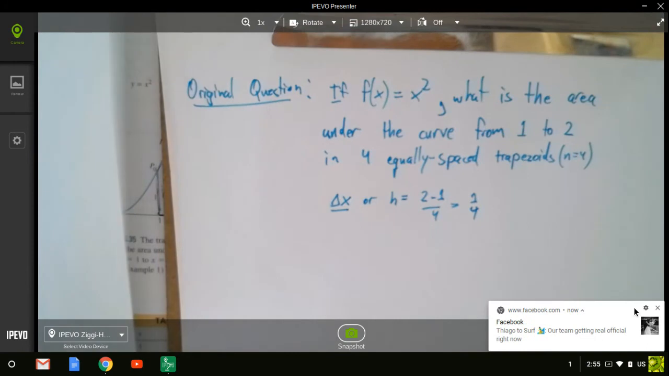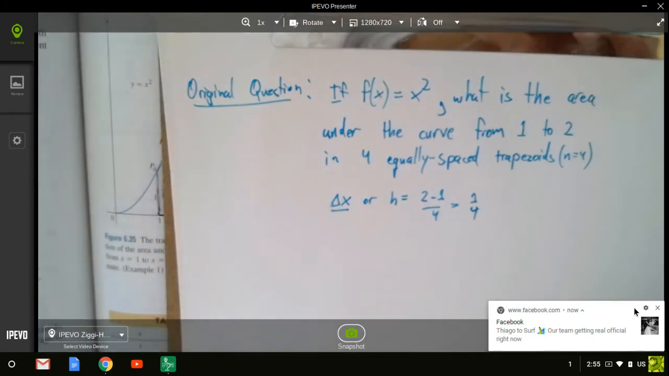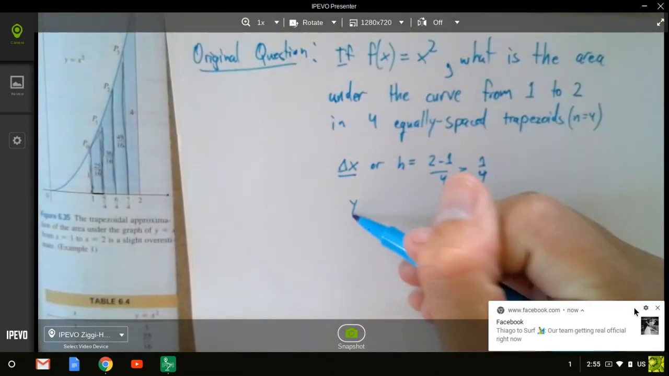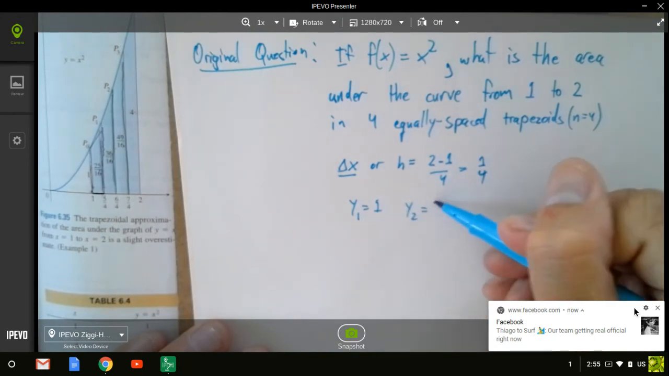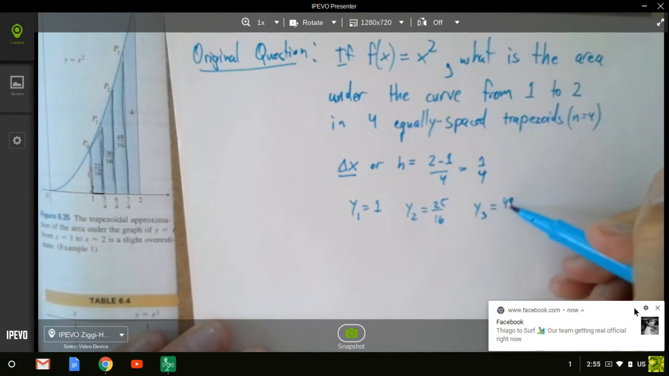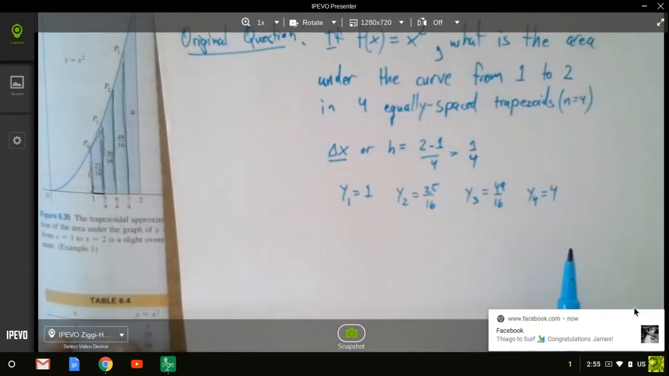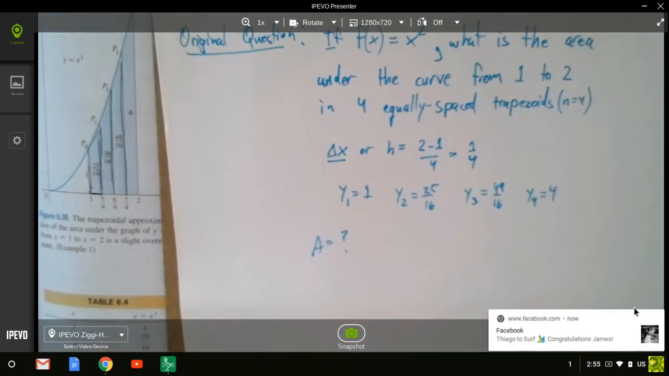The only thing that I didn't make very clear is that you have to use the diagram. We can just list out all the heights: y1 is 1, y2 is 25 over 16, y3 is 49 over 16, and y4 is equal to 4. Those were all the heights. Now, if I asked you for the area, how would you plug this into that formula that we just created?